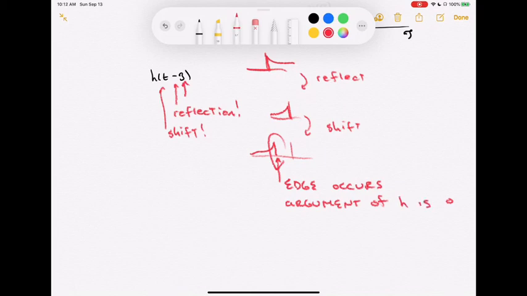Well, what is the argument of h here? The argument of h is t minus tau. So when t minus tau equals 0, I get that edge, right? Solve this for tau, because if you remember, we were plotting everything as a function of tau. So solve this guy for tau, and what do you get? You get tau equaling t. So that edge occurs at a value of t, the independent variable of our result.